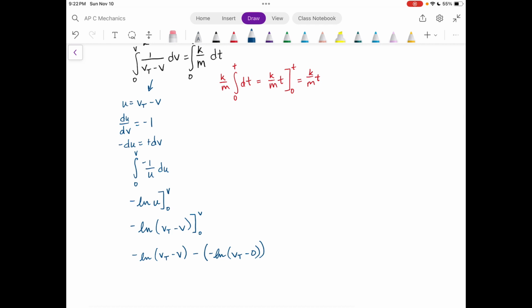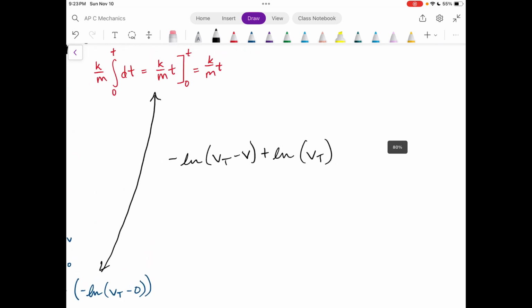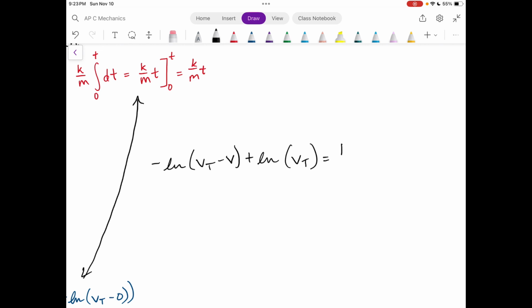I'm going to put these two things back together. Remember, I was just simply finding the integral of the left-hand side. So these two things are equal to one another. So I'm going to have a negative natural log of vt minus v minus a negative natural log. You know what, just for fun, why don't we go ahead and make that a positive? So positive natural log of vt, remember minus 0 is just itself, and then that's equal to k over mt.